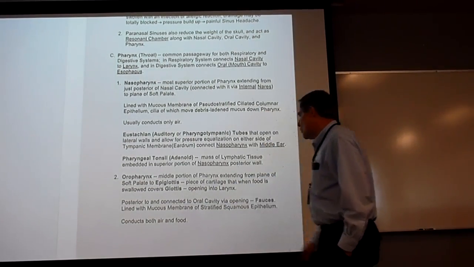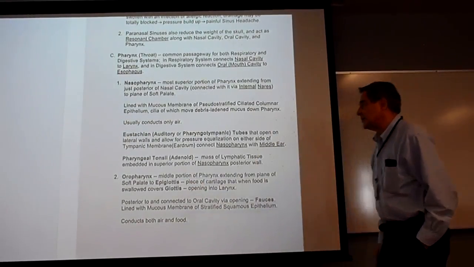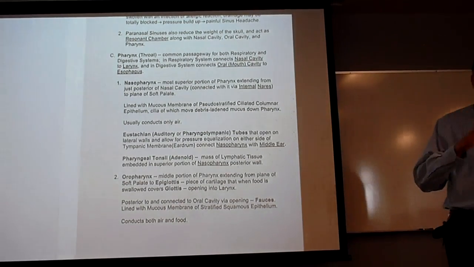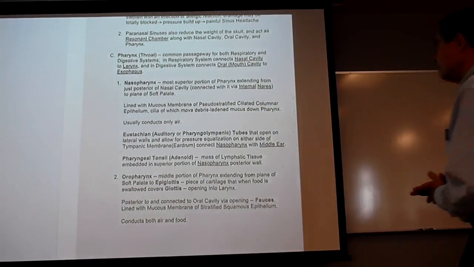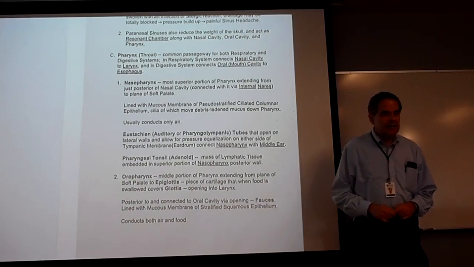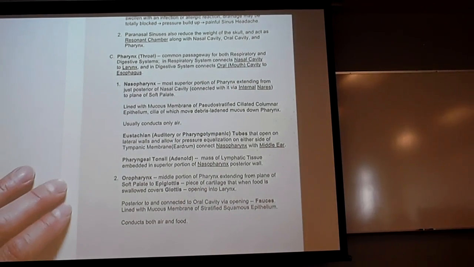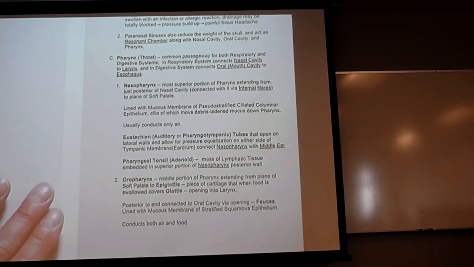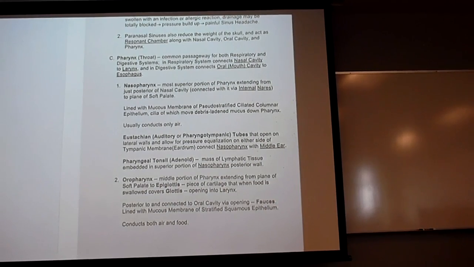The oropharynx, this is the middle portion, extends from the plane of the soft palate to the region of the epiglottis. The epiglottis, of course, is that flap of tissue supported by cartilage that covers the opening from the pharynx into the larynx. And a fancy name for the opening from the oral cavity into the throat, the pharynx, is the fauces. The lining is non-keratinized stratified squamous, because it's carrying not only air, but also food. Digestion.